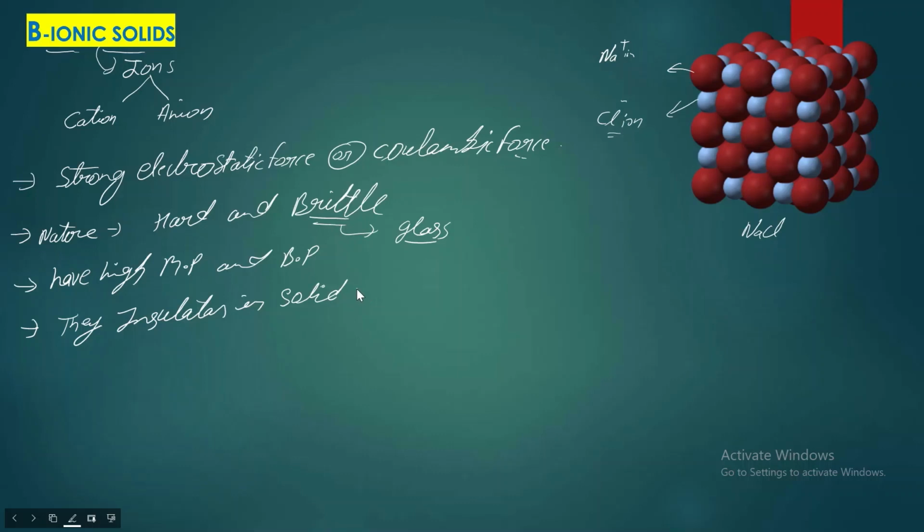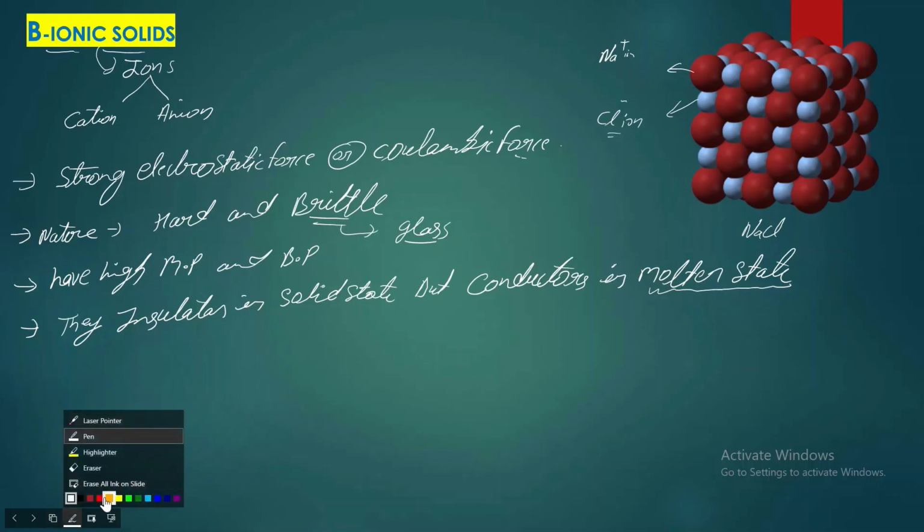But they are conductors in molten state. Now, what is this molten state? Molten state is just like a solution state. It's a solution, like a mixture of liquid plus ionic solid. In this state, ionic solids are capable of flowing current.